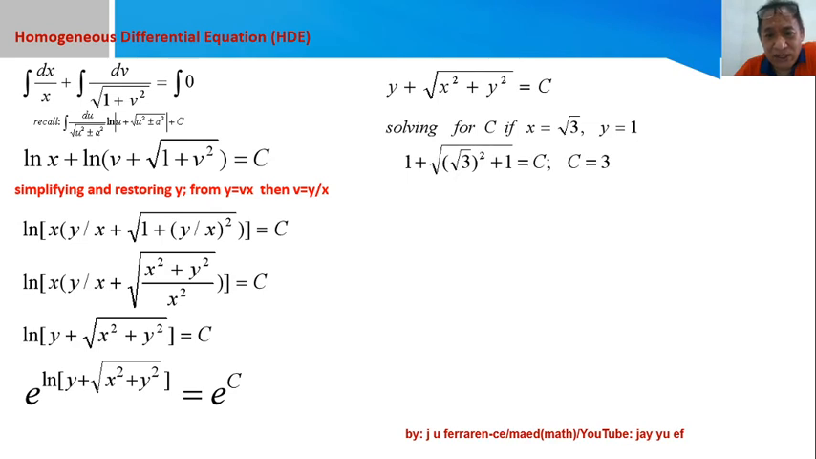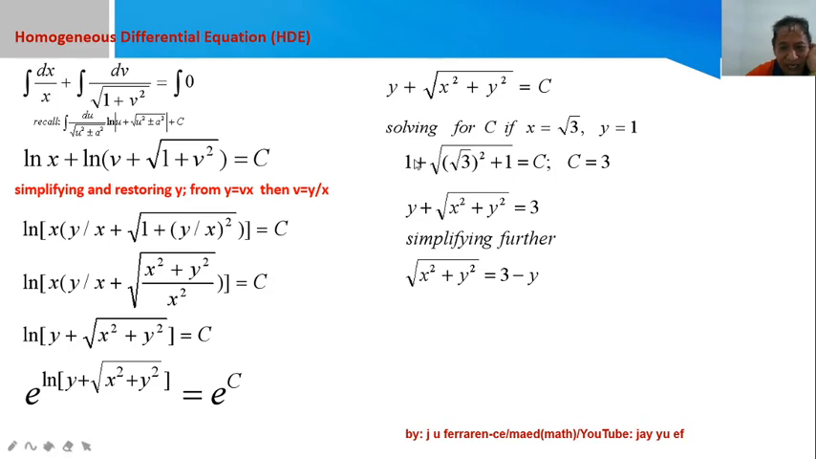C is equal to 1 plus 2, so that's equal to 3. This is 2 added to 1, so we obtain 3. Then the particular solution can be y plus the square root of x squared plus y squared, and that's equal to 3. But what if I'm going to bring my y together with 3?